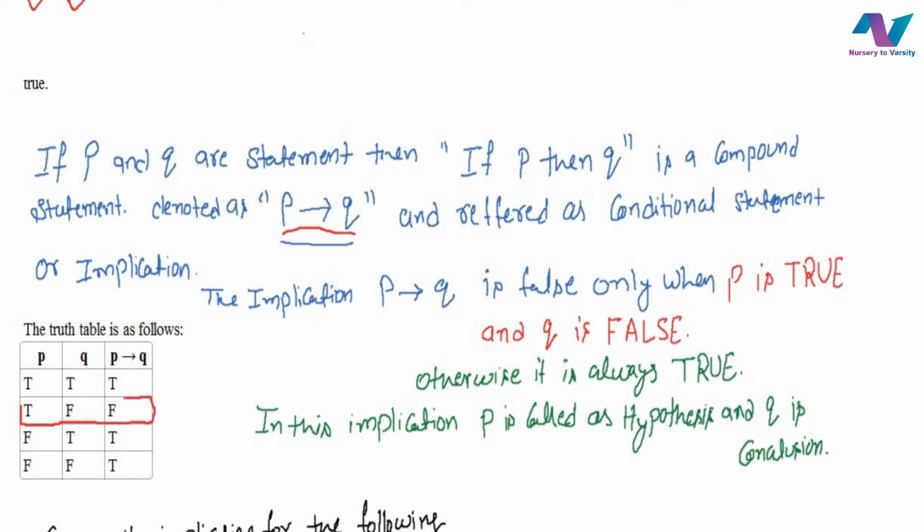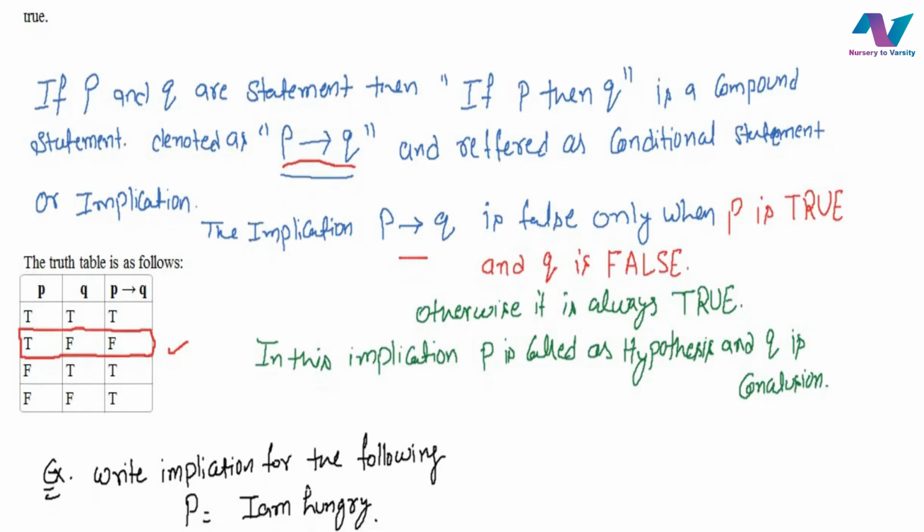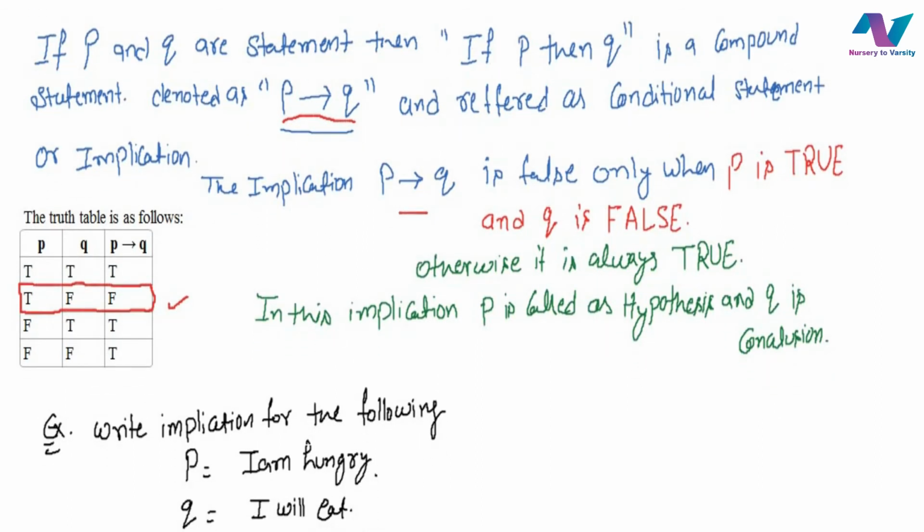So I am denoting this line in red, where we are able to get false. Only in this condition we are getting false; in all the other conditions we are getting true. So we can conclude that P implication Q is false only when P is true and Q is false, otherwise it's always true. And in this implication, P is called the hypothesis and Q is called the conclusion.